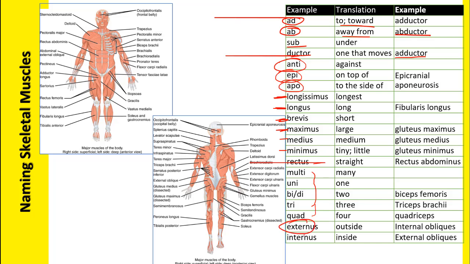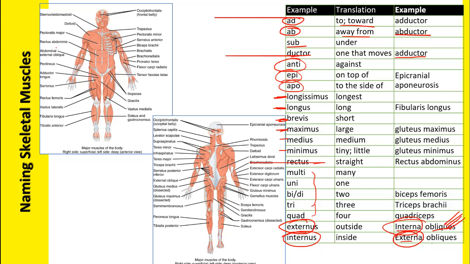Externus refers to outside, and internus refers to inside. So, for example, we have abdominal muscles. One set is called the internal obliques, and the other one is called the external obliques. Obliques means at an angle. Internal means it's on the inside. External means it's on the outside.